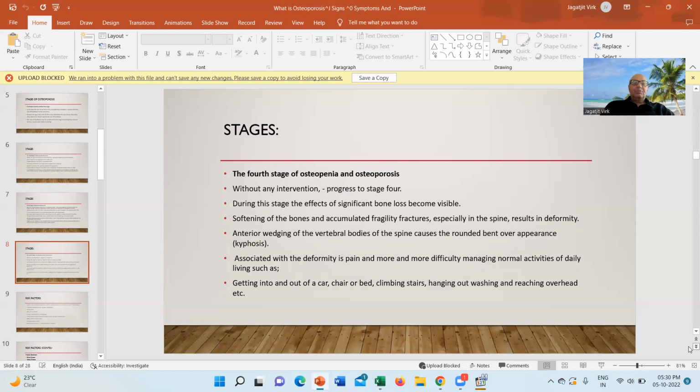Associated with the deformity is pain and more difficulty managing normal activities of daily living, such as getting into and out of a car, chair, or bed, climbing stairs, washing, and reaching overhead. These are a few of the daily routine activities which may cause these fractures.